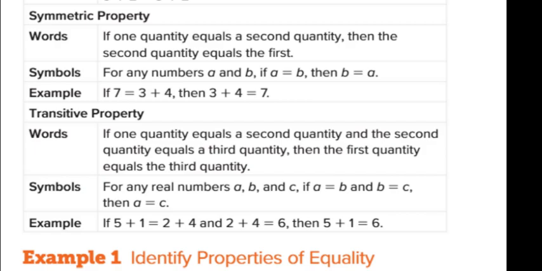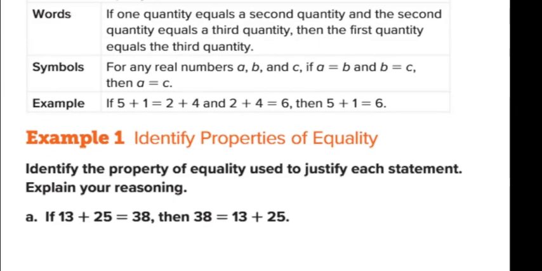The third one here is the transitive property. It says if one quantity equals a second quantity, and the second quantity equals a third quantity, then the first quantity equals the third quantity. For any real numbers A, B, and C, if A equals B and B equals C, then A equals C. So the middle part, B, repeats, then you can take the first equal to the third.